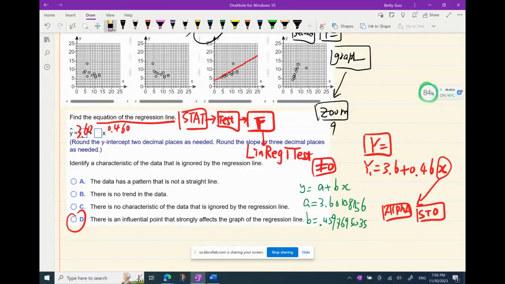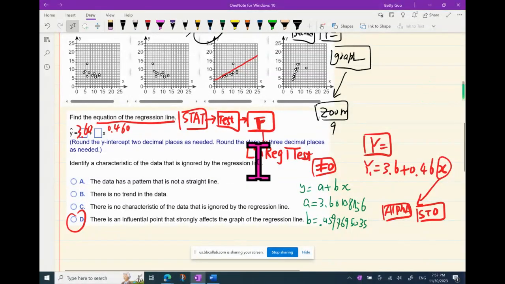If you look at A, B, C, D: A, the data has a pattern that is not a straight line. I would not agree with that. B, there is no trend. It does have a trend. C, there is no characteristic that is ignored. I would choose D because this point is so obvious here. Very obvious.